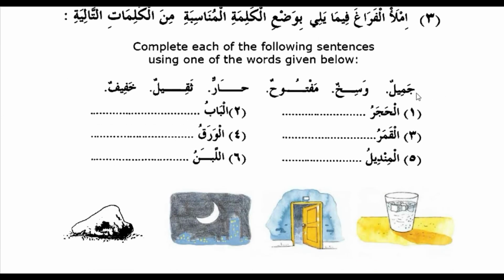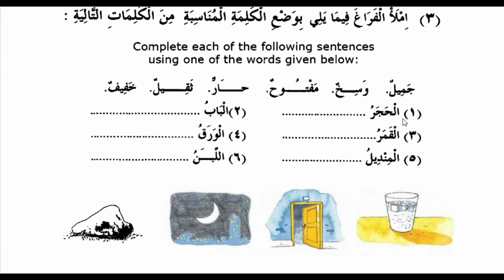Here we have some words and we have to choose to fill the blanks. Let's read the words first and translate them. جميل, beautiful. وسخ, dirty. مفتوح, open. حار, hot. ثقيل, heavy. خفيف, light.